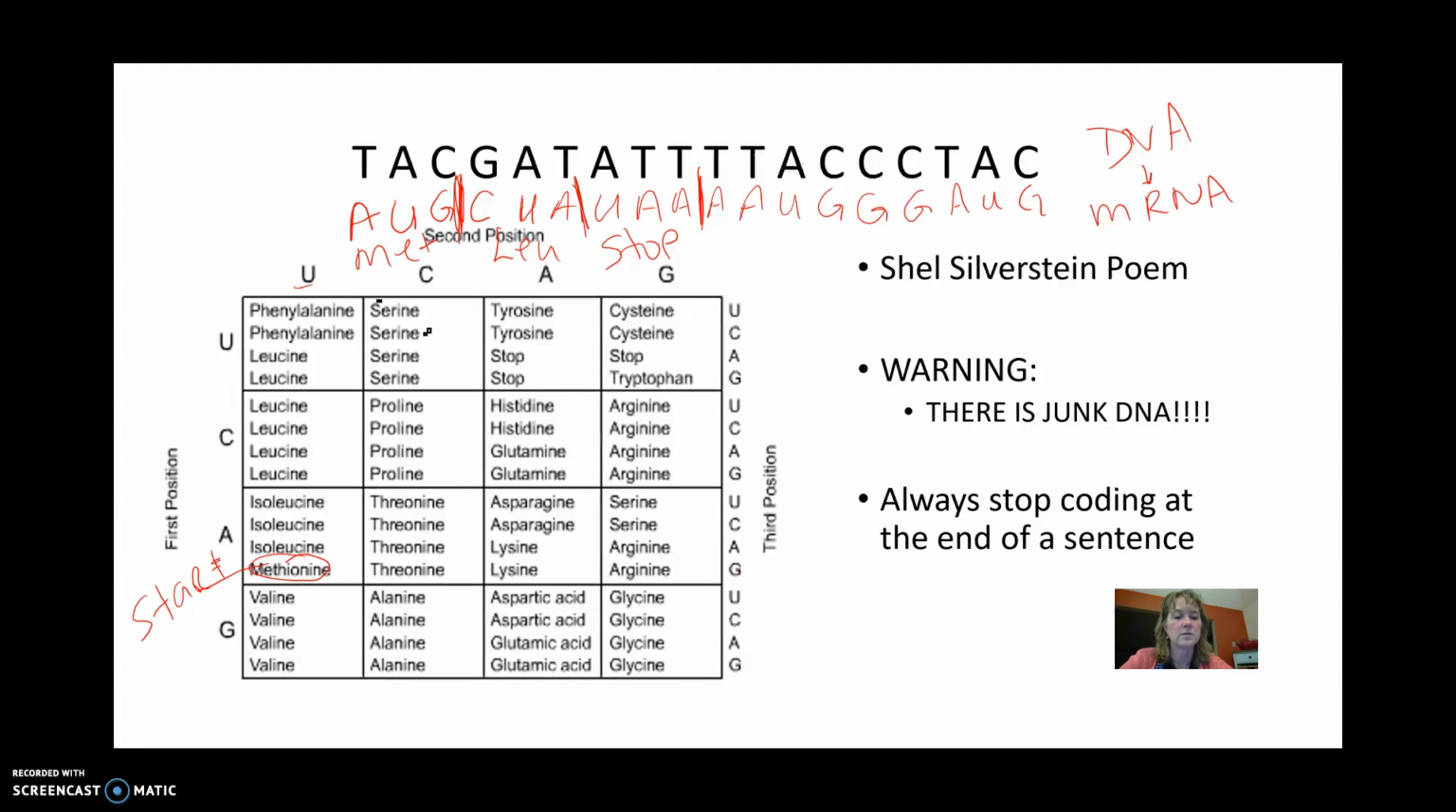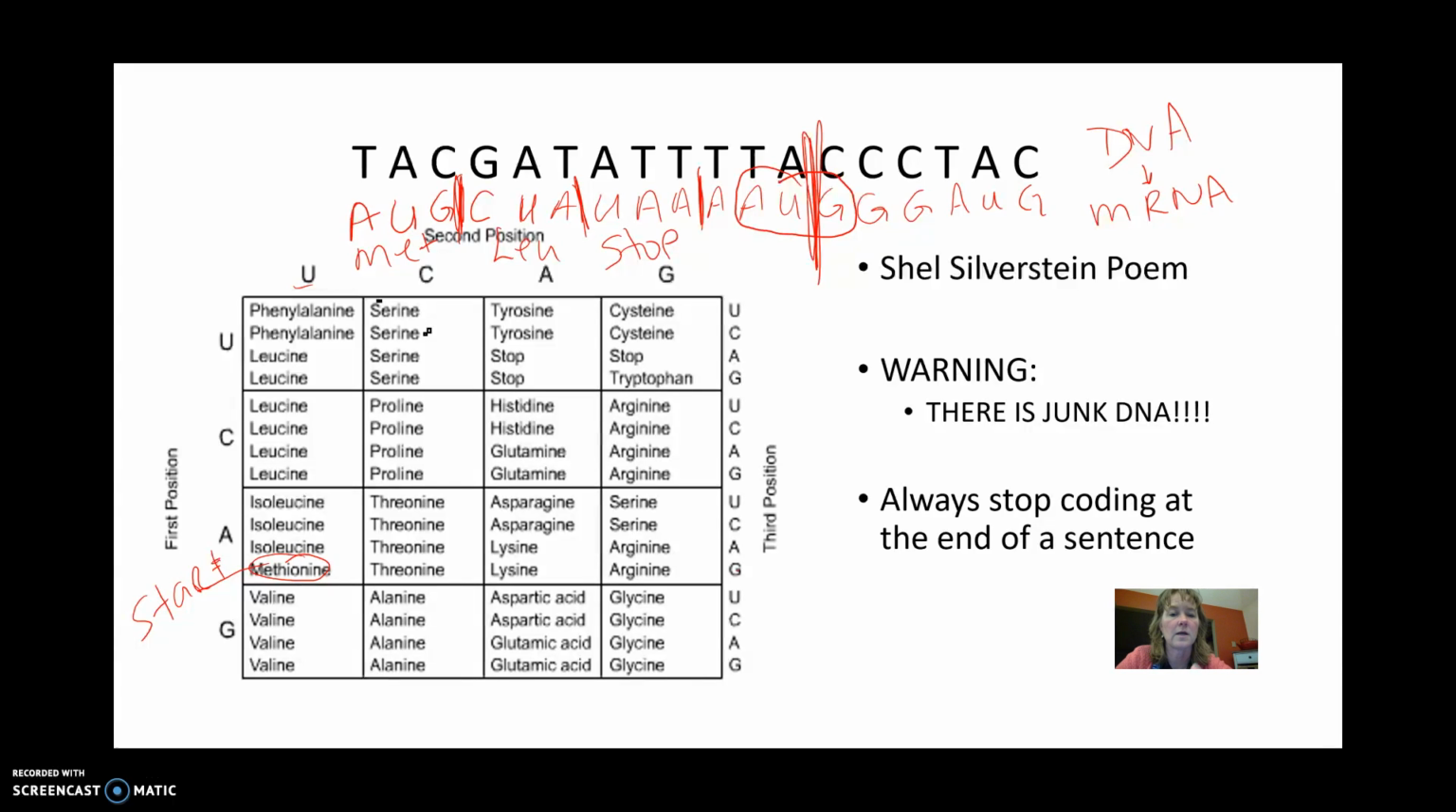The key here is that we need to make sure that we continue to read 3 at a time, and we're going to continue to read until we get to another start codon, which is going to be AUG. Now the problem is that our initial instinct is to use this as my AUG. But if I continue to read in groups of 3 for my codons, that AUG is not AUG, it's AAU and GGG.